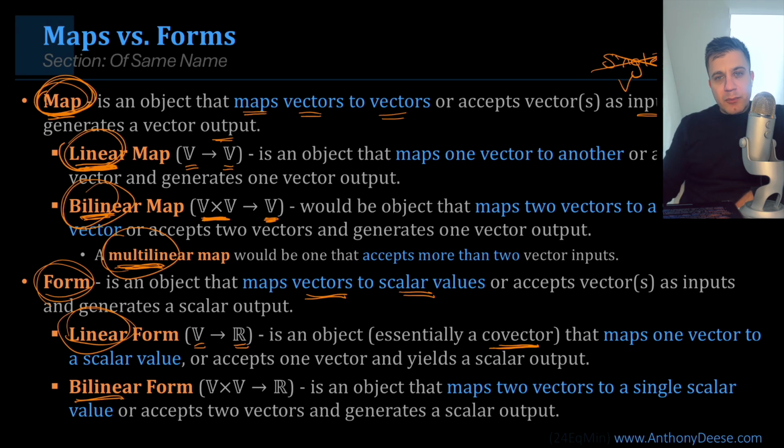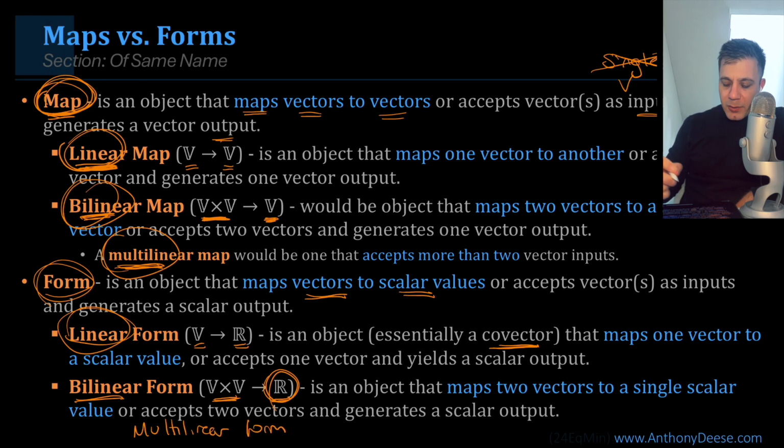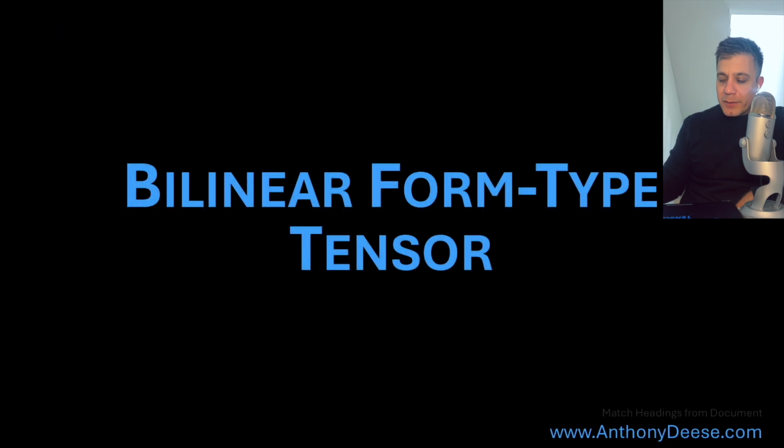What we're going to talk about briefly in this section is also something called a bilinear form, which you can kind of deduce what that name means, right? It accepts two input vectors and maps them to a single scalar output. And then we could also define something called a multilinear form, which would accept more than two input primal vectors and map that to a scalar value. So just some terminology that we wanted to go over.